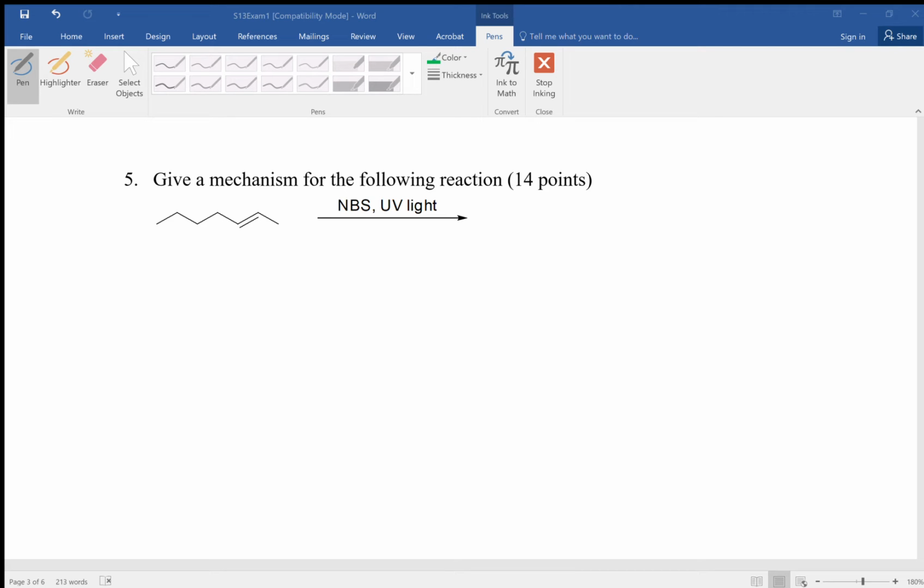Anytime we see UV light, what are we typically looking at? Well, UV light in general leads to radical type reactions. And so that means a couple of things for the alkene. So it means that we're adding a bromine still, but what changes here, most importantly, is the fact that the alkene itself will still be present.